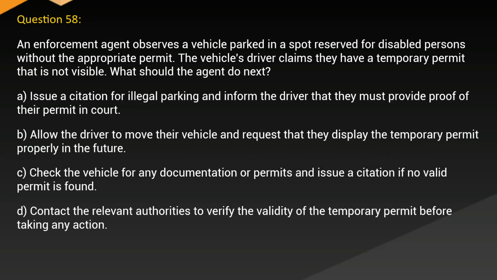Question 58. An enforcement agent observes a vehicle parked in a spot reserved for disabled persons without the appropriate permit. The vehicle's driver claims they have a temporary permit that is not visible. What should the agent do next?